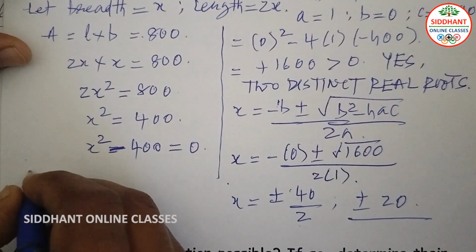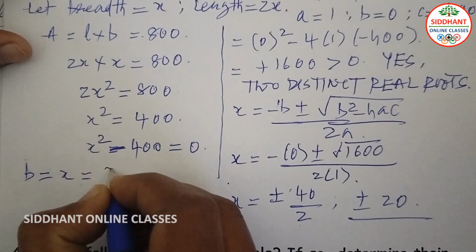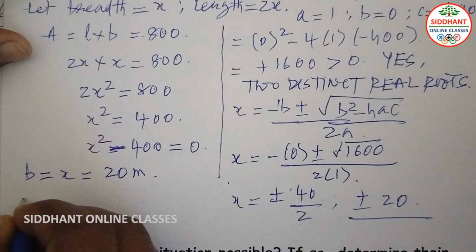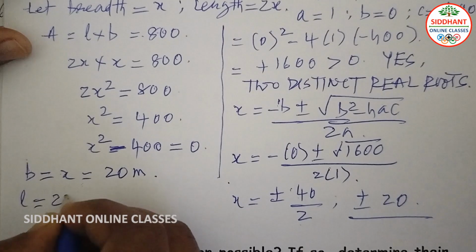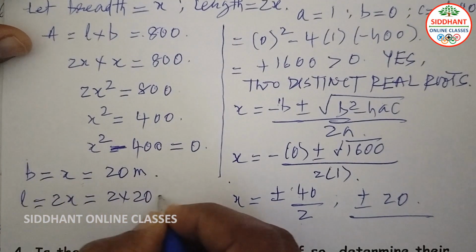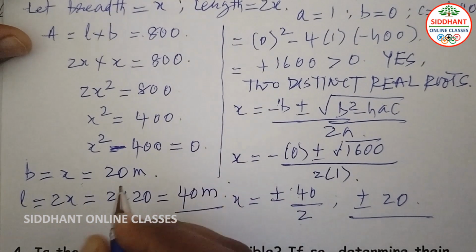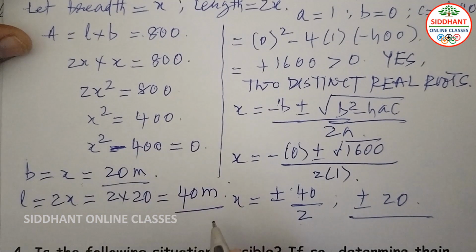So we know breadth, which is x, so that will be 20 meters here, and the length, which is 2x, that is equal to 2 into 20, which is 40 meters here. So breadth is 20 meters, length is 40 meters.